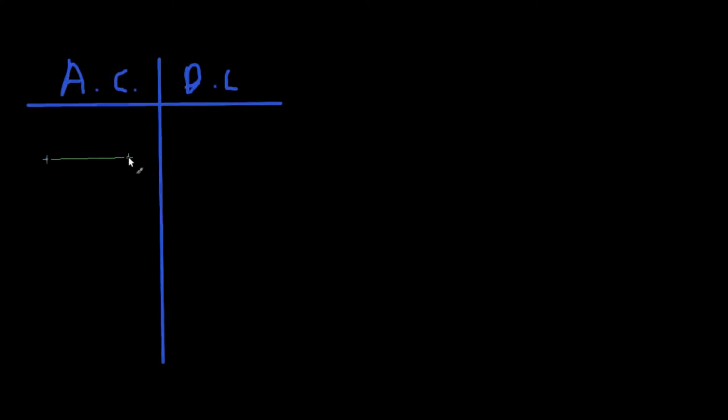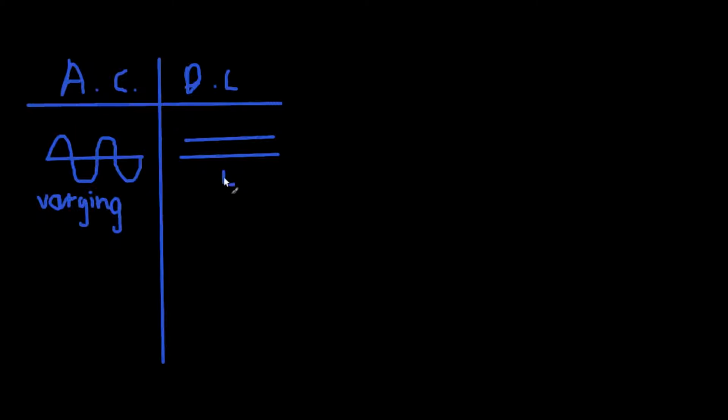Firstly, AC, we saw that when you have, say, a graph like this, you can see that it has varying EMF or varying current. Its magnitude is varying. It keeps changing with time. On the other hand, if you see a graph for DC, you'll see just one straight line which is parallel to the x-axis. Say it represents time over here. So the magnitude remains constant with time.